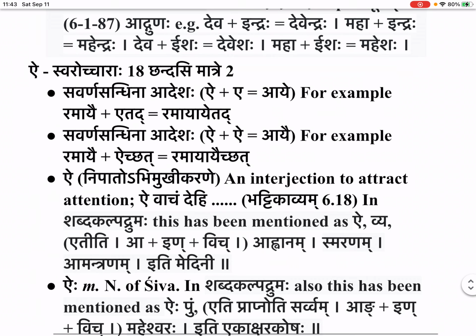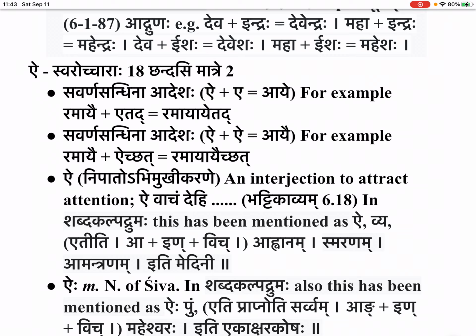Now about I. Swarocharaha Ashtadasha, Chandasi Matre Dve. Savarnasandhina Adeshaha: I plus A becomes IA. Note, the first I changes to I and the next A adds into it. For example, Ramayai etat, Ramayaya etat. Savarnasandhina Adeshaha: I plus I equal to Ayai. Now the first I becomes I, the next I adds into it and it becomes Ayai. For example, Ramayai aichat.